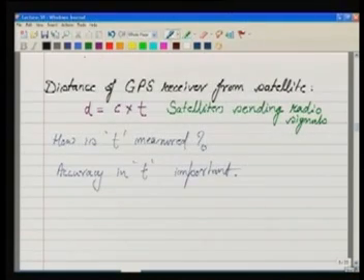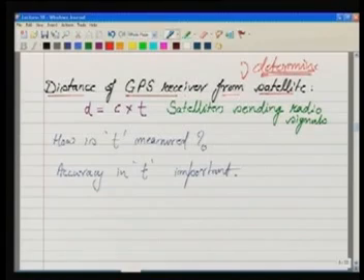Well, first we will talk about the distance. So, distance of GPS receiver from satellite, we were saying that this we can determine. Now, how we are determining this? This is what we are going to look into now. Well, the satellites are sending radio signals. This is what is there.